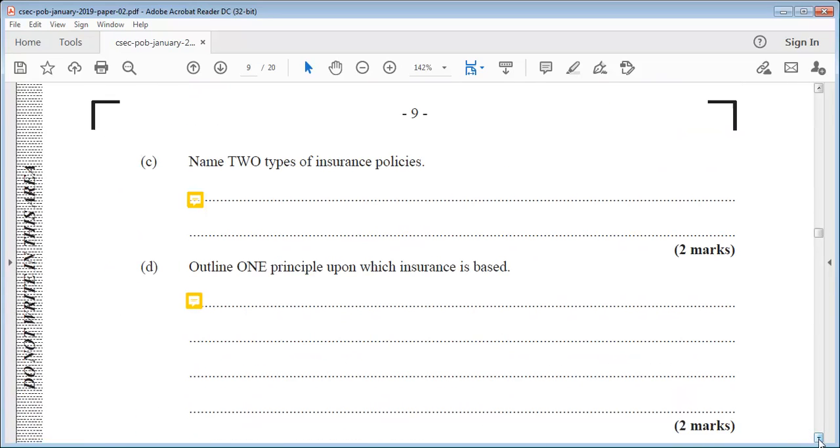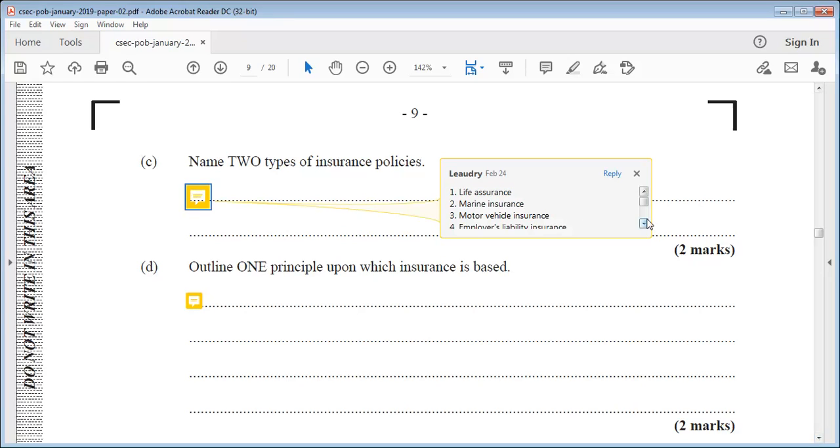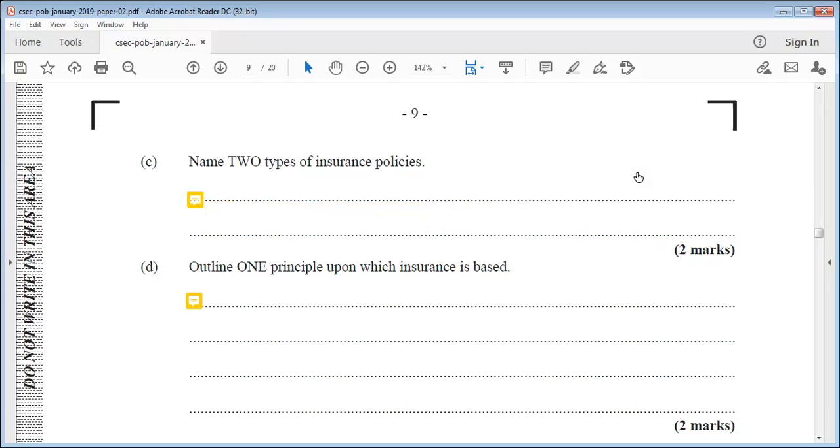Let's move on to question number C. It says name 2 types of insurance policies, and that's worth 2 marks. We have life assurance, we have marine insurance, we have motor vehicle insurance, we have employees liability insurance, we have public liability insurance, we have fire, building, and equipment insurance, and also we have product liability insurance. So we listed 7 types of insurance policy that you could select any 2 from.